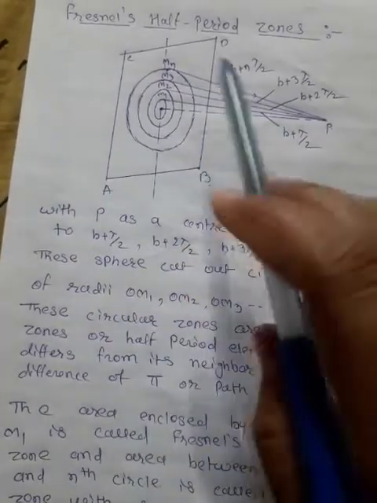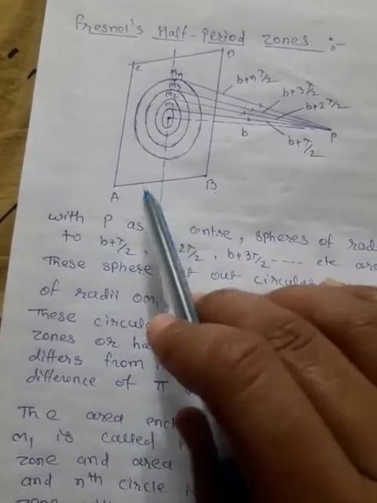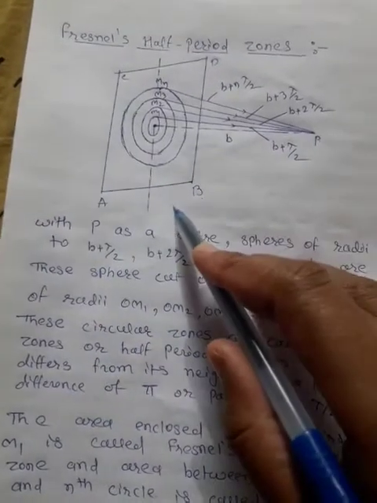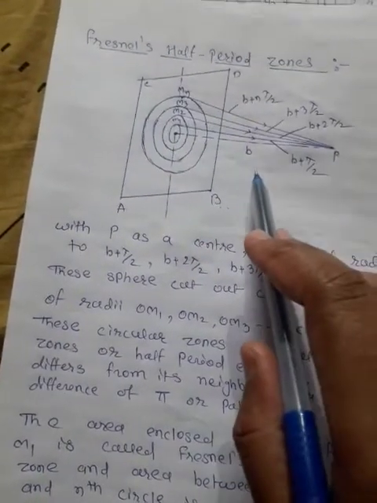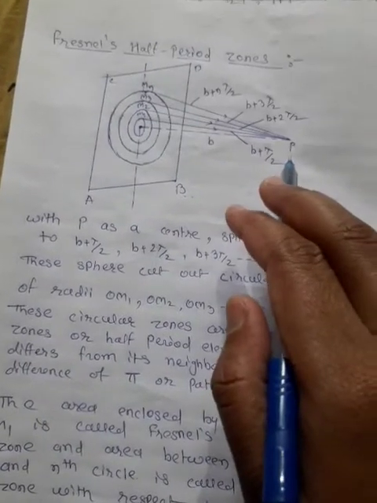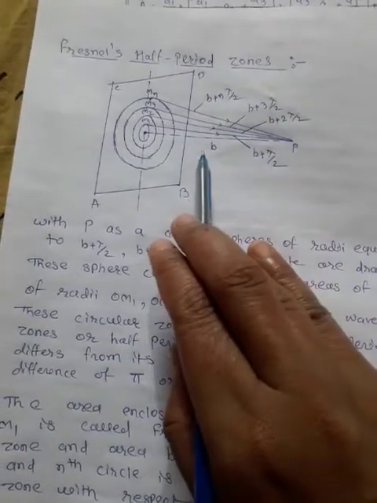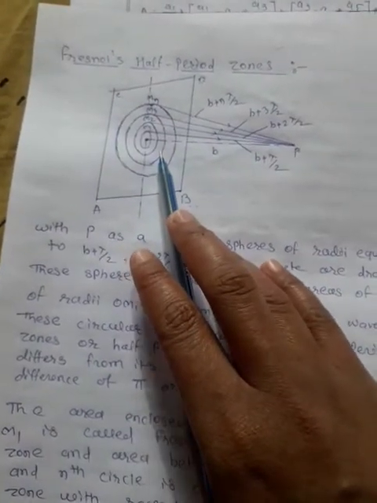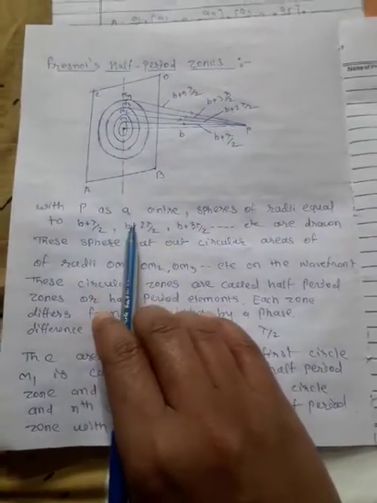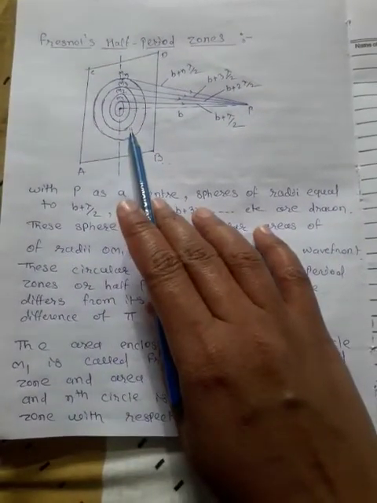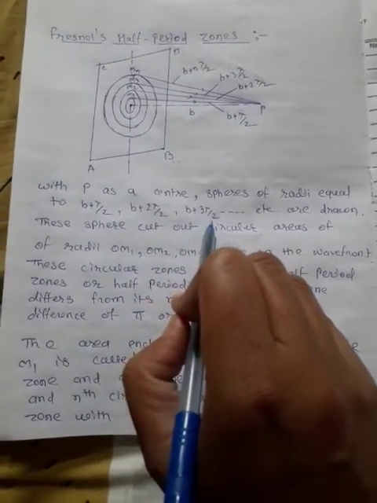Consider the wavefront ABCD of monochromatic light, perpendicular to the plane of the paper, of wavelength lambda, propagating from left to right, as shown in the figure. Let P be an external point at a distance b from O, where O is the pole of the wavefront with respect to point P. With P as center, we draw circles having radii b plus lambda by 2, b plus 2 lambda by 2, b plus 3 lambda by 2, etc.